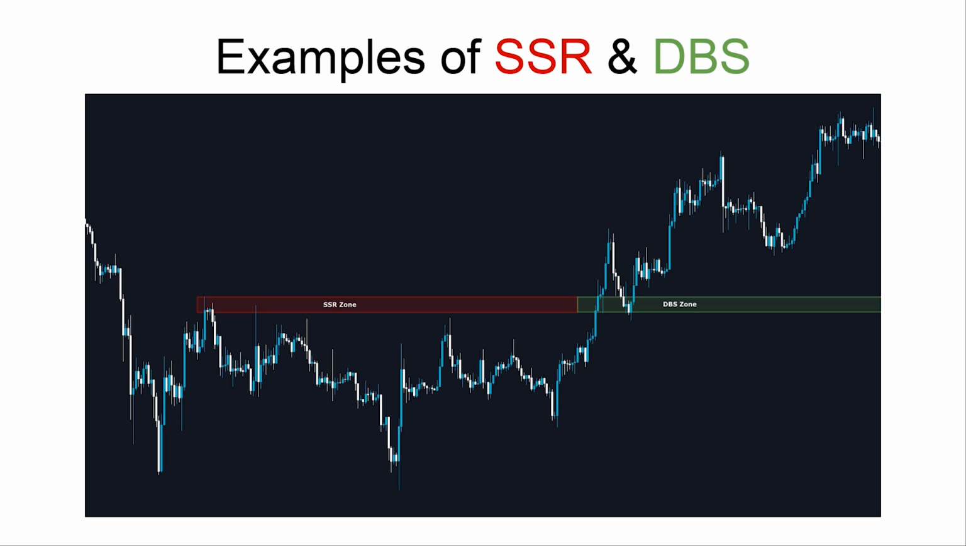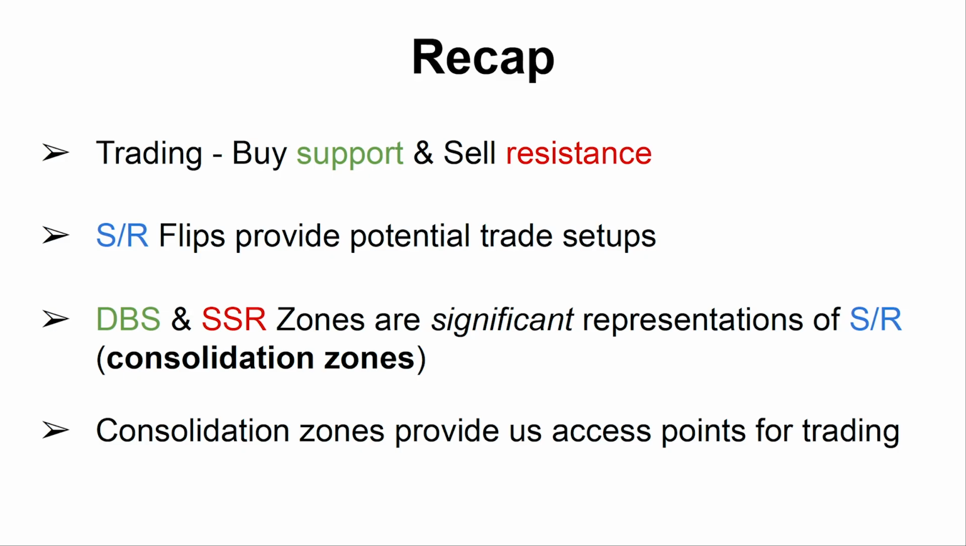Now let's do a quick recap of the key takeaways before we move on to some more real market scenarios. As traders, we want to be buyers at support and sellers at resistance. Now that goes for both established SR levels as well as the new ones that are created via SR flips that we may witness in real time. Now DBS and SSR zones are significant representations of support and resistance. They are consolidation zones. And it's key to remember that consolidation zones provide us access points for trading the market. We can now utilize our understanding of SR to start looking for actual trade setups.